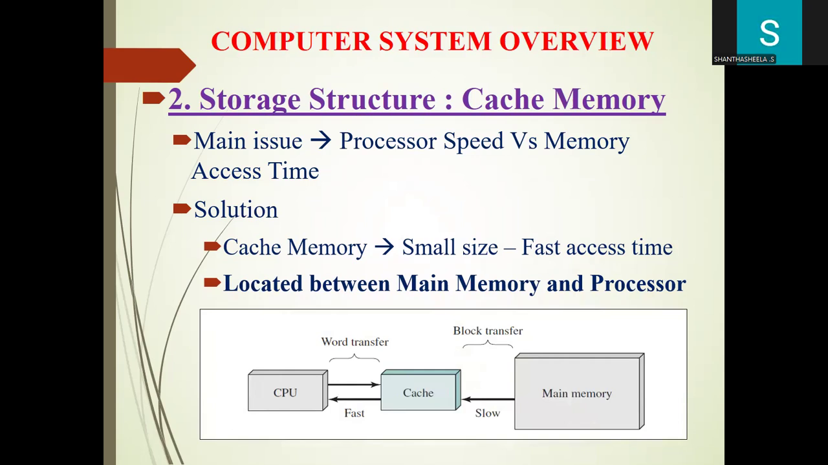So a word is transferred between the CPU and the cache. Block transfer happens between the cache and the main memory. All the frequently accessed data will be stored in the cache in order to improve throughput, because the cache has a faster access time. So blocks of data will be transferred between the cache and the main memory. A word is 8 bits, and the block here is a double word. All that comes under the block.